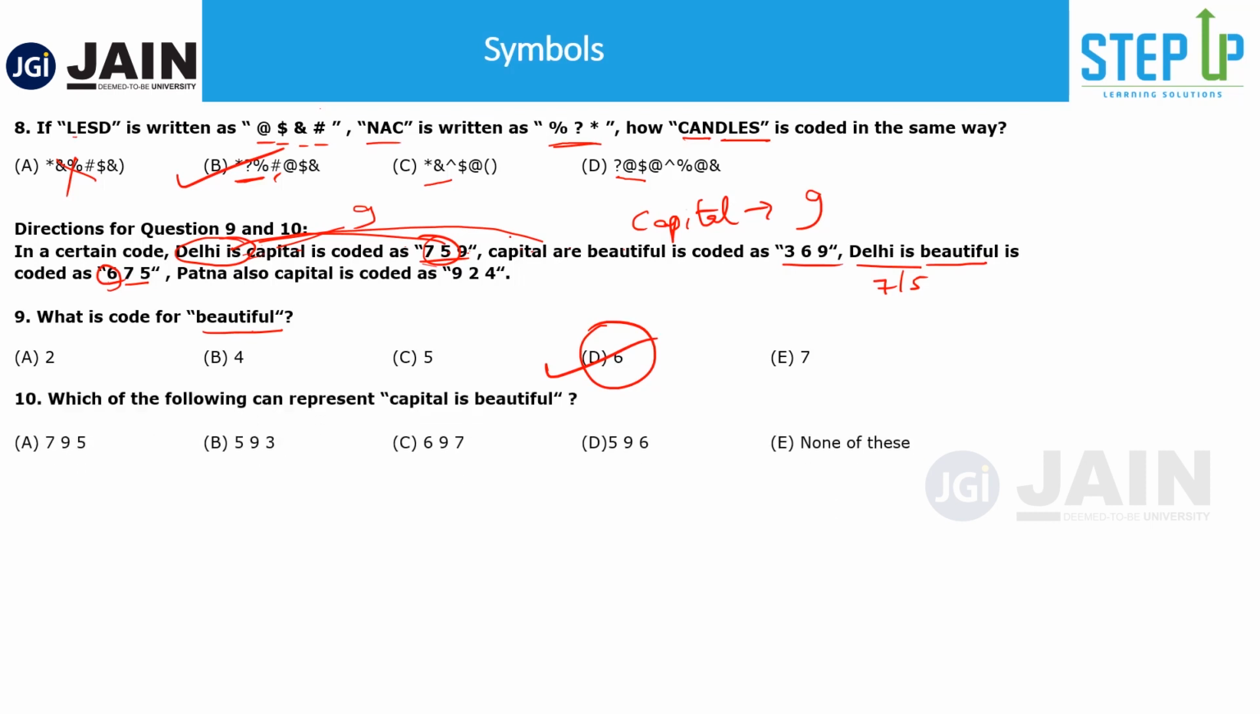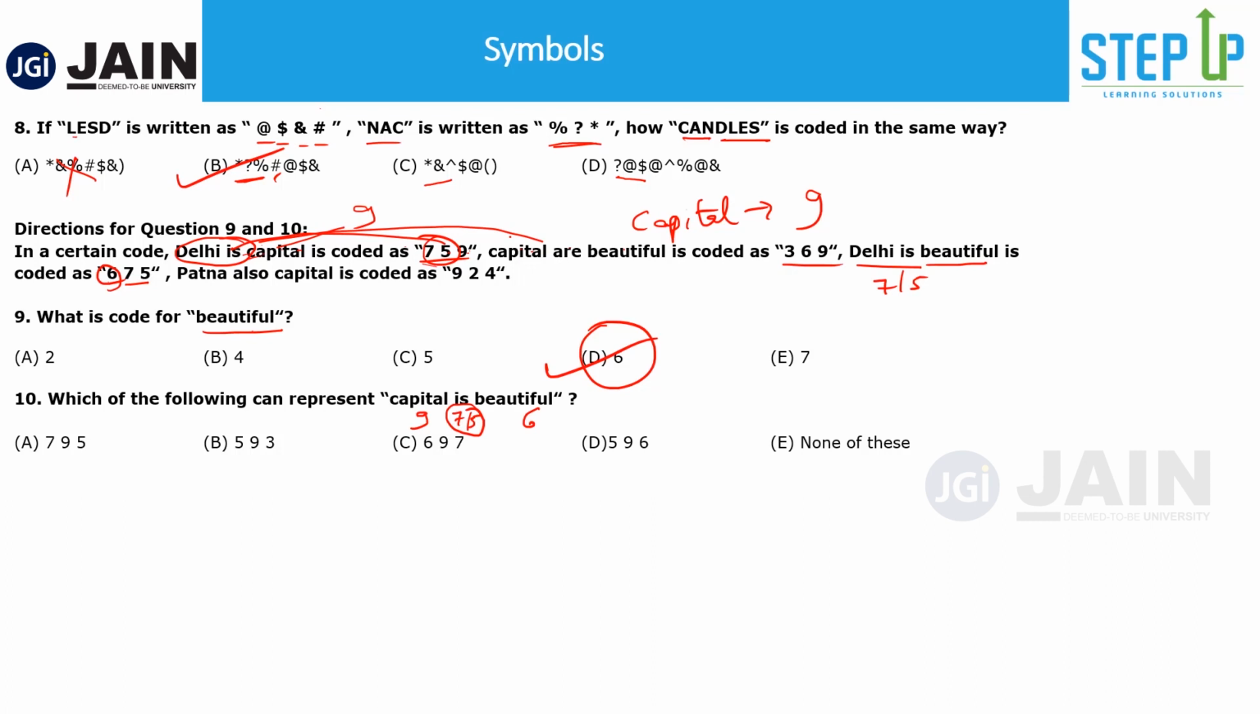Okay, let's do the next one. Which of the following says capital is beautiful? So capital we already know is 9, right? Is we know is 7 or 5, right? Beautiful is 6. Patna also capital, so Patna also capital.